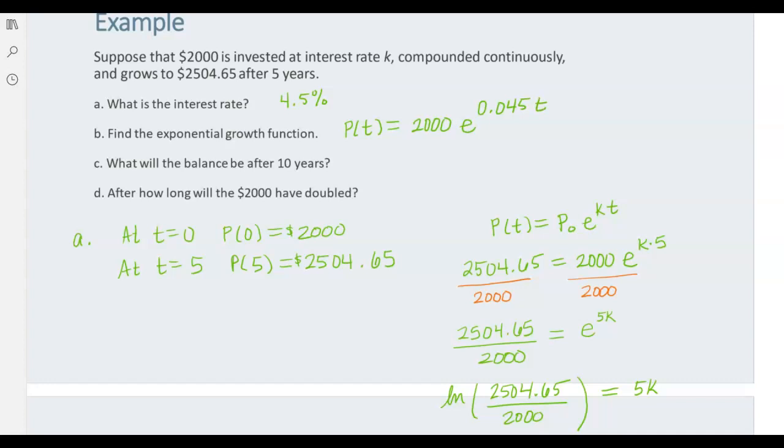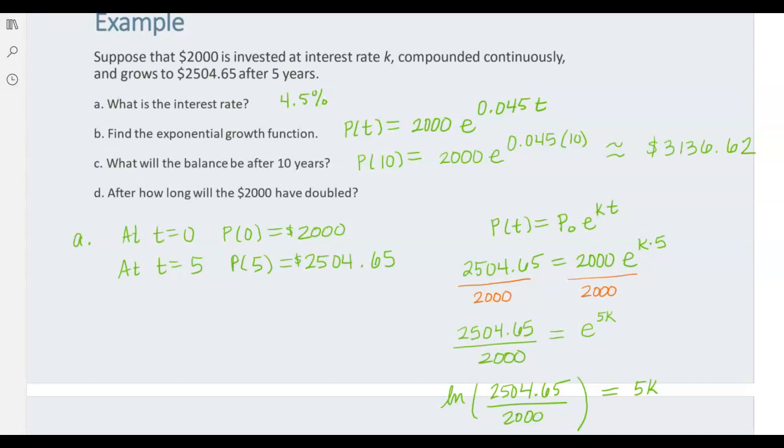For part C, we're going to plug in 10. And this is just a straight calculator problem, right? And you should get approximately $3,136.62.